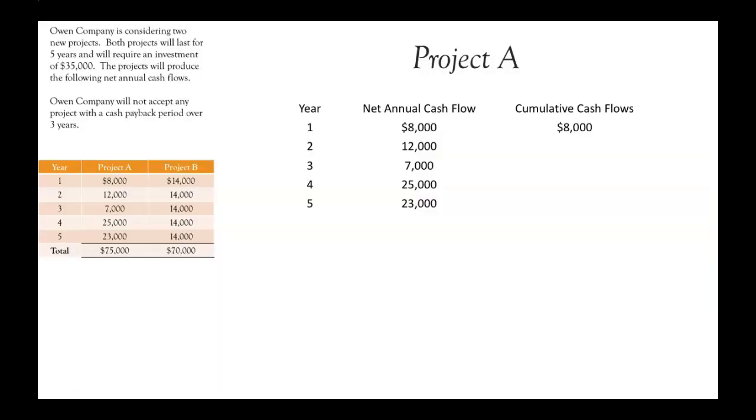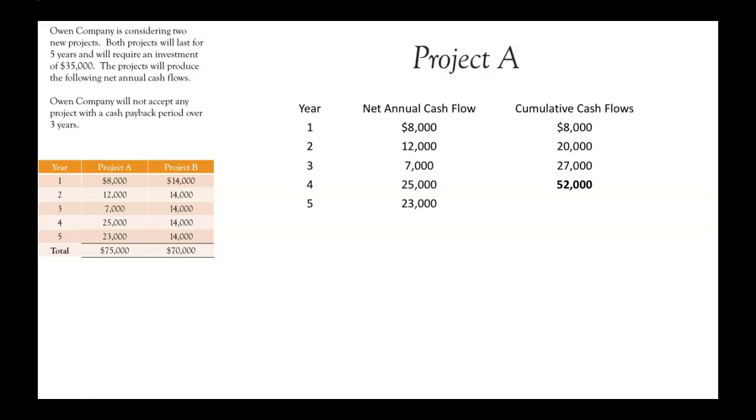So let's first look at project A. We can set up this table to keep track of the cumulative cash flows throughout the life of this project, right? So after year 1, they've made $8,000. Then in year 2, they make another $12,000. So now they're up to $20,000 in total. And we're doing this to see at what point we make back our initial investment of $35,000. So after year 3, they're up at $27,000. And then in year 4, they finally break through that threshold and have made back their initial investment of $35,000.